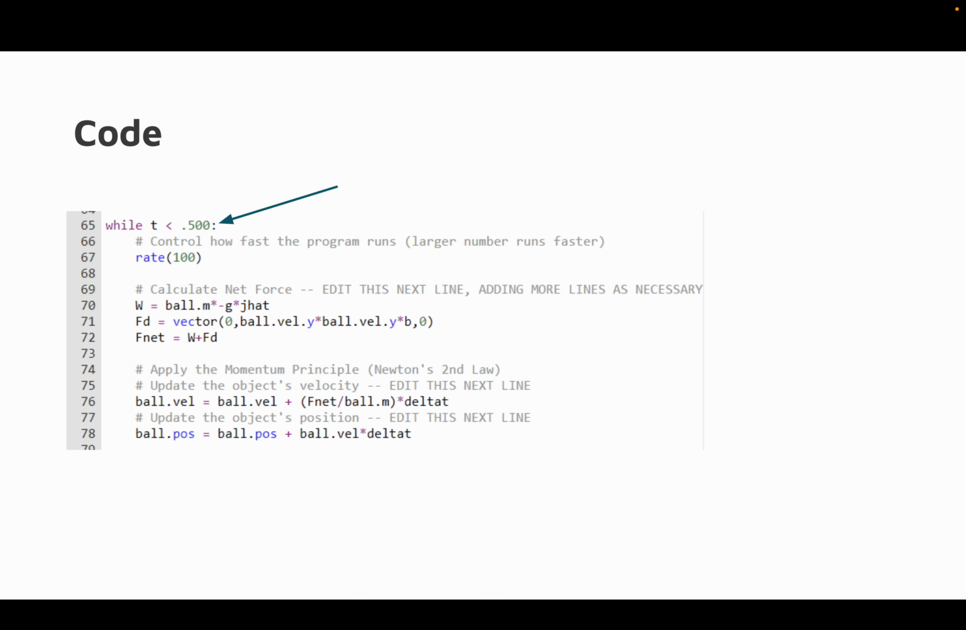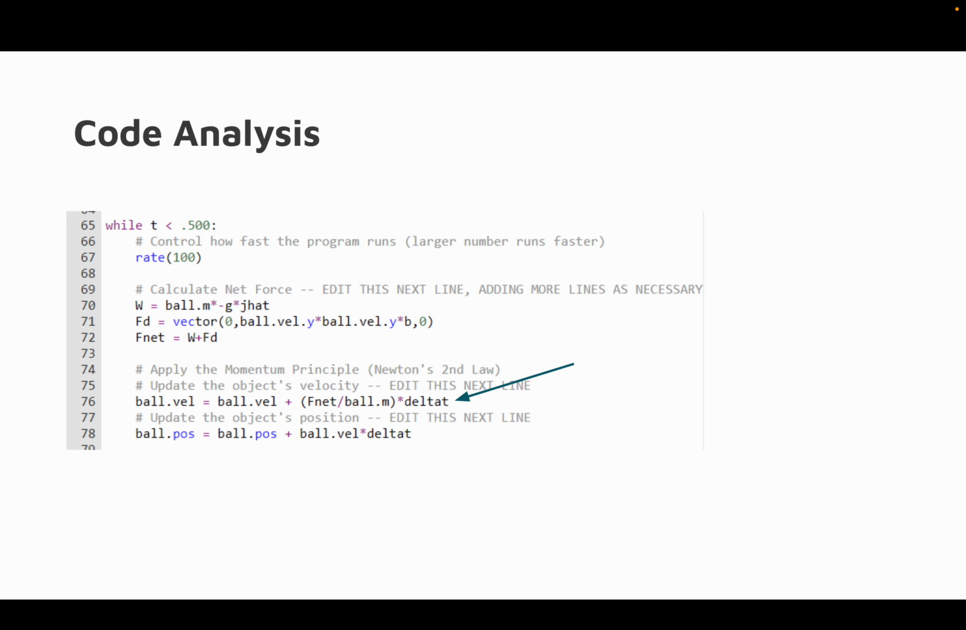For the code, in the model, we had a while loop that simulated the motion. Inside this loop, we calculated the weight force and then calculated the drag force based on the square of the velocity. Then we find the net force, and that's used to update the ball's velocity.